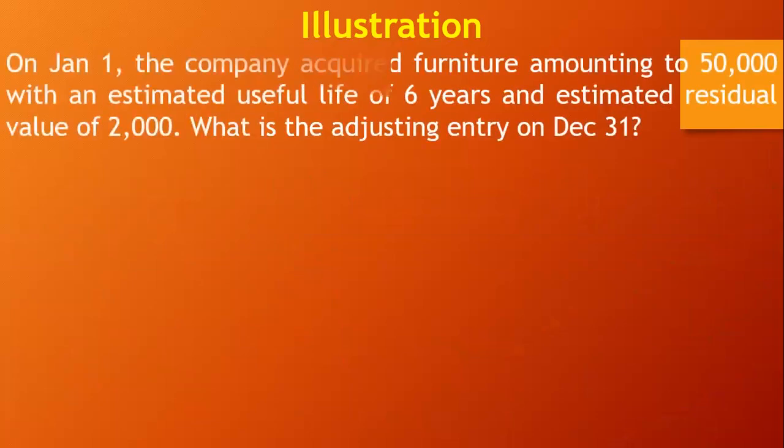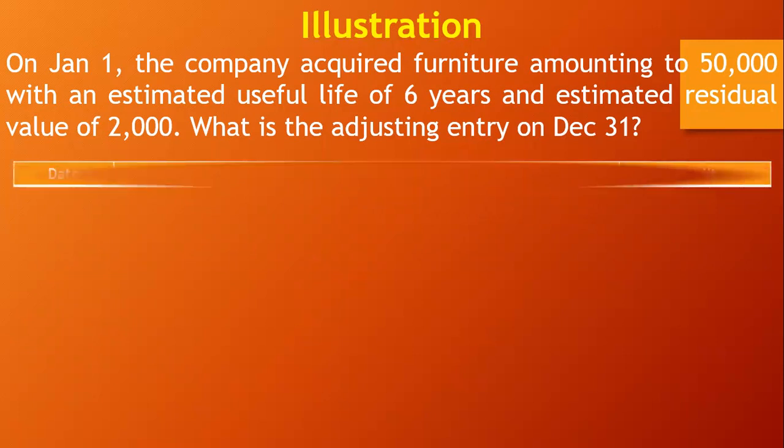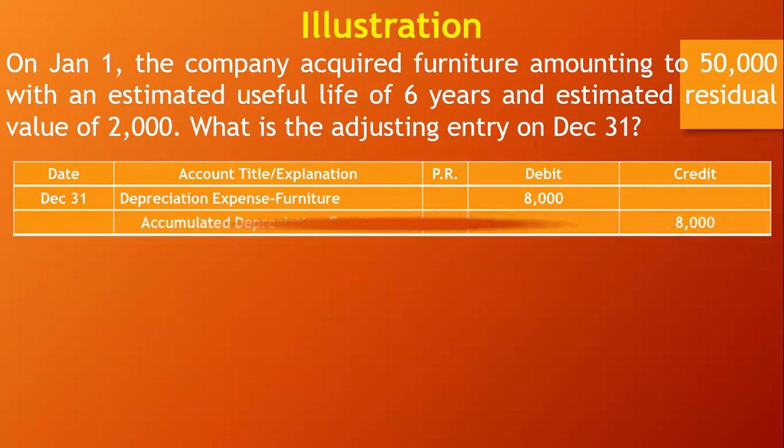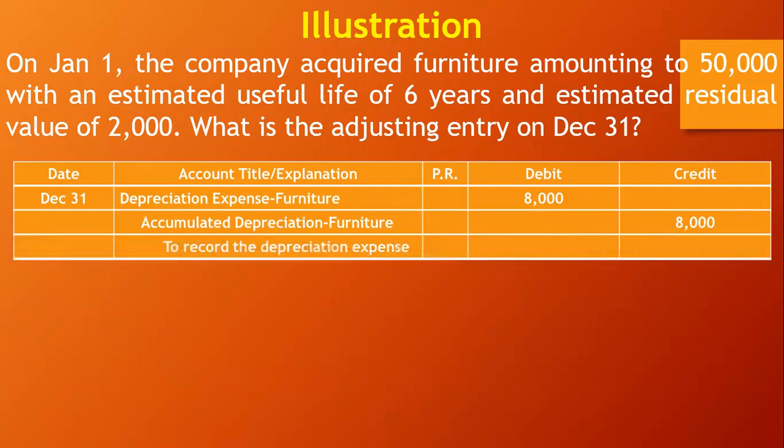So let's take a look at the last illustration. Okay. On January 1, the company acquired furniture amounting to 50,000 with an estimated useful life of 6 years and estimated residual value of 2,000. What is the adjusting entry on December 31, okay? Ano kaya ang adjusting entry natin on December 31? Depreciation expense, furniture, 8,000. Paano kaya naging 8,000? We will compute that later. And then accumulated depreciation, furniture, 8,000. This is to record the depreciation expense.